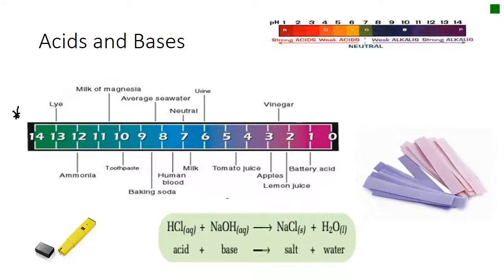Now, the different substances here are given to you as examples of what is acidic and what is basic. So lemon juice is an acid, and baking soda is a base.